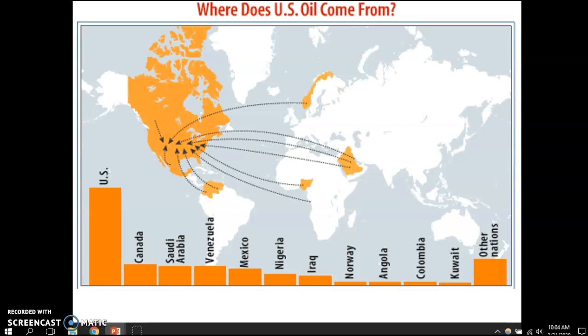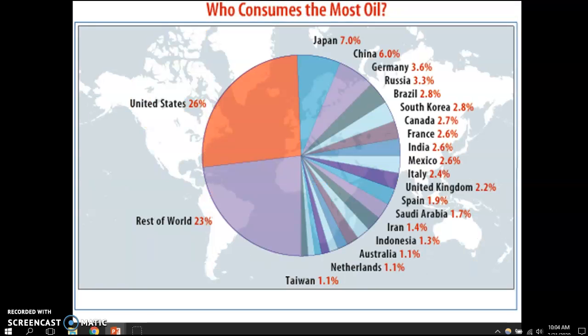Oil in the United States right now comes from Canada, Saudi Arabia, and Venezuela. Those are the main exporters to us for oil. I mean, we do get a lot of it from ourselves, especially now that we are using those fracking capabilities.